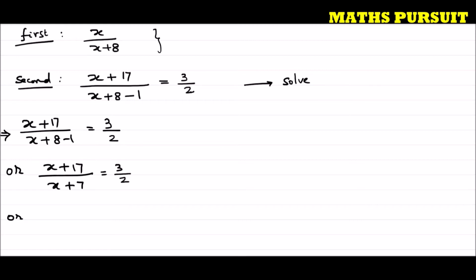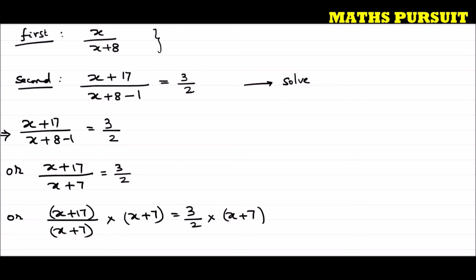Or I can write x plus 17, let us put a bracket here, divided by x plus 7, let us also put a bracket here, into x plus 7 is equal to 3 upon 2 into x plus 7. What I am doing here? I am multiplying both sides by x plus 7. Hope guys I am very clear till here. And why am I multiplying both sides by x plus 7?